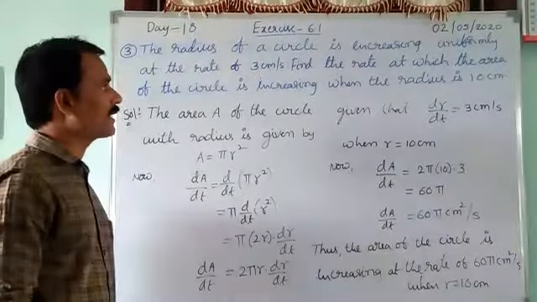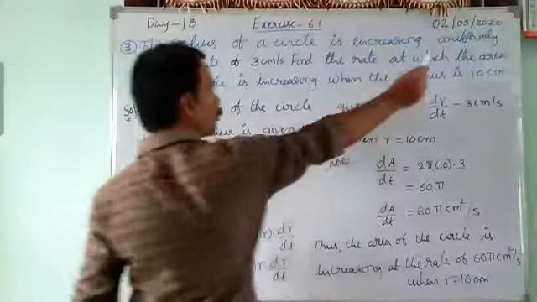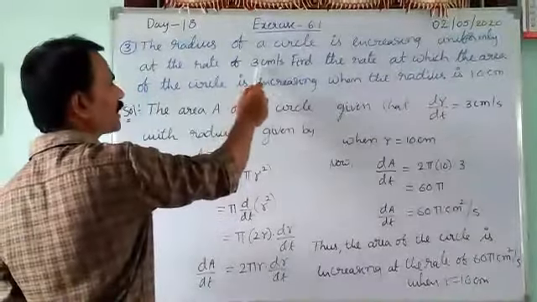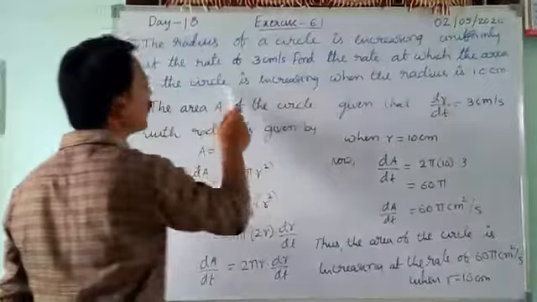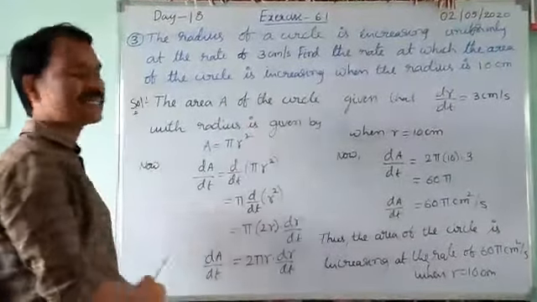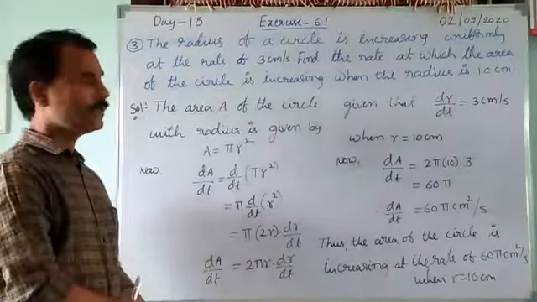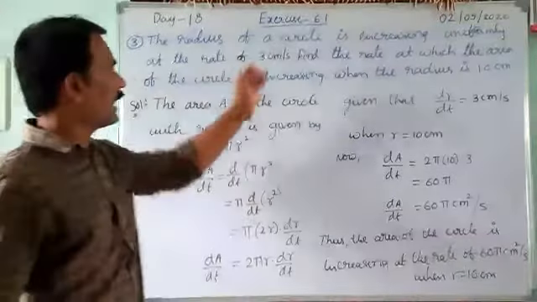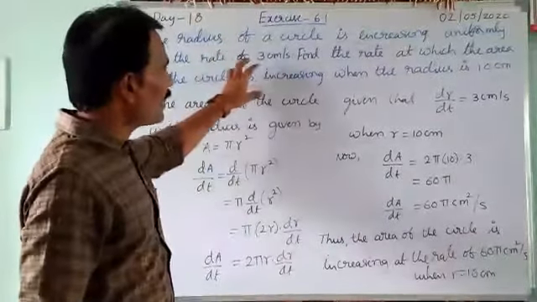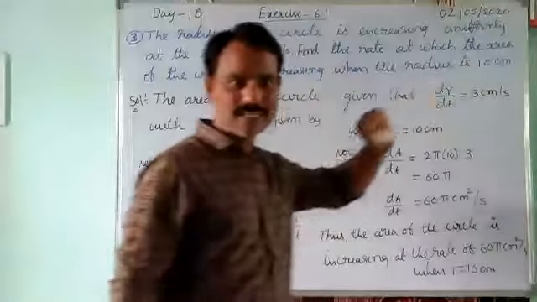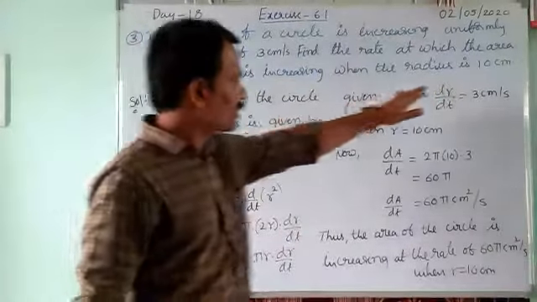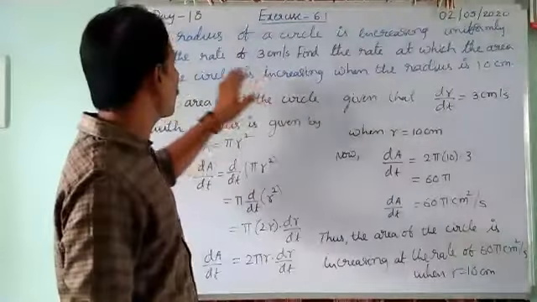The radius of a circle is increasing uniformly at the rate of 3 centimeter per second. Find the rate at which the area of the circle is increasing when the radius is 10 centimeter. Guys, in the data, he is asking the rate of change in area, when r is equal to 10 centimeter.